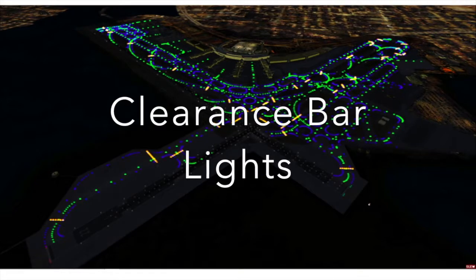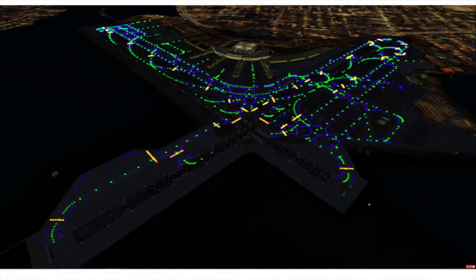Clearance bar lights. Set inside the taxiway, clearance bar lights are steady yellow and are meant to increase the visibility of a hold line or a taxiway intersection at night. So you can see here some little sectors of yellow lights. These are all holding points. Especially when the taxiway is intersecting with the runway, you want to make sure that the holding line is really clear for pilots to see.